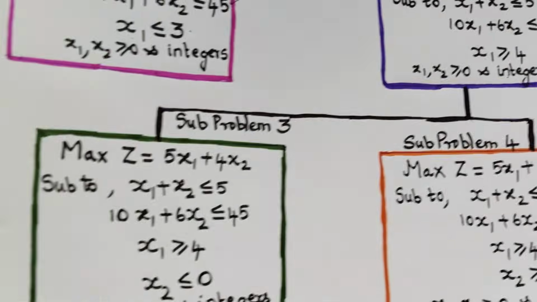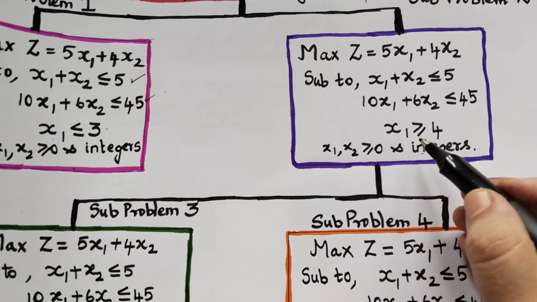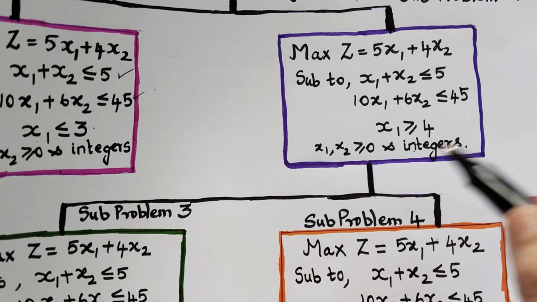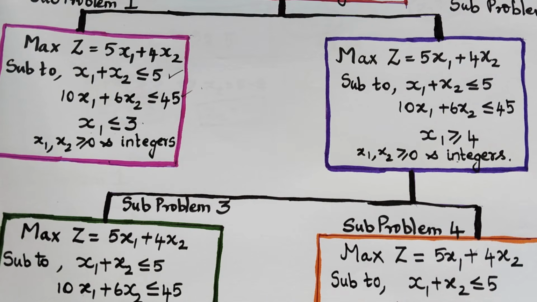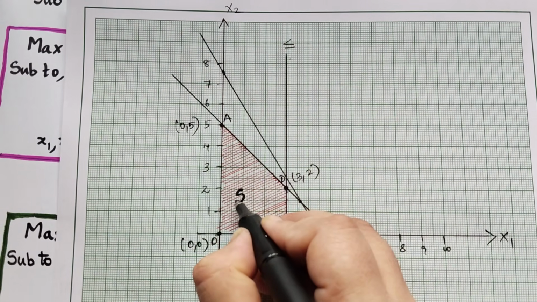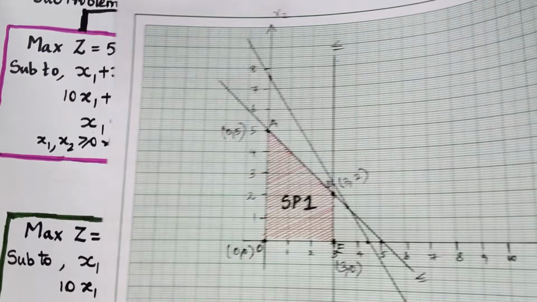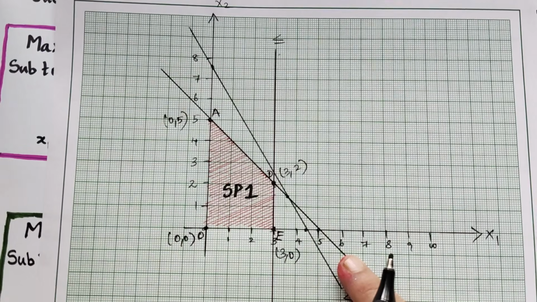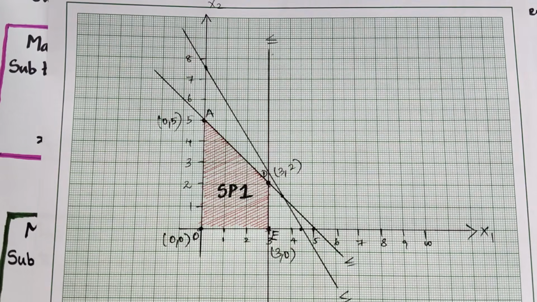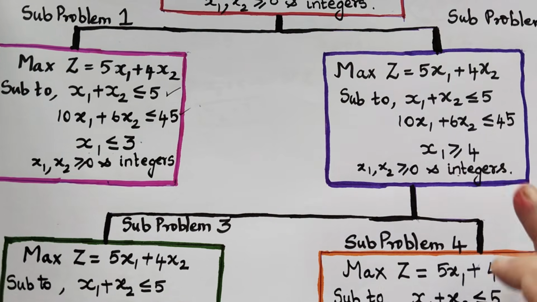So if you see, for subproblem 2, the constraint that is added to the problem is x1 greater than or equal to 4. So let us draw this graph now. You can either draw a separate graph or do it in the same graph also. This is subproblem 1. Now we are going to do subproblem 2. I am going to do it in the same graph itself. You can either do it that way or have a separate graph also. It's not an issue. So here we have subproblem 2.